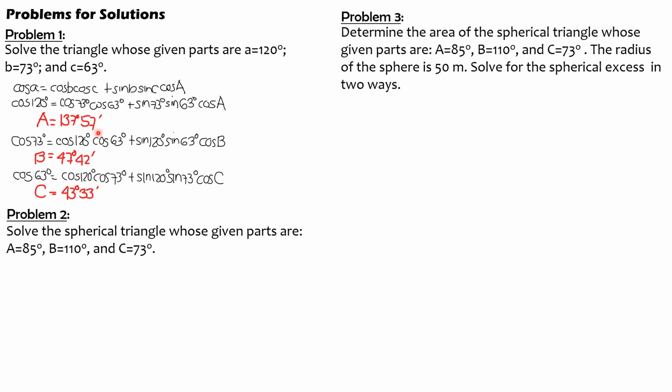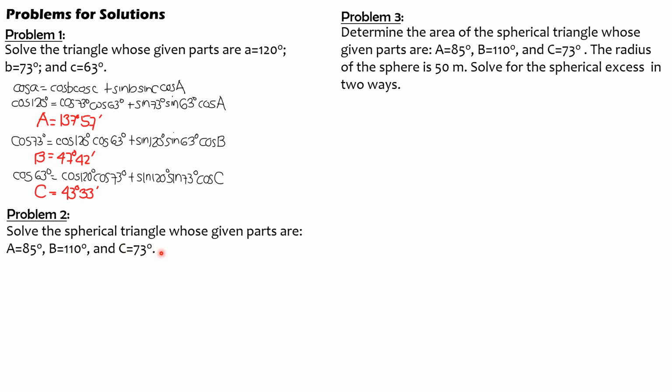So likewise, cosine of side B equals cosine of A, cosine of C, plus sine of A, sine of C, cosine of angle B. So B is 47 degrees 42 minutes. Then cosine of side C equals cosine of A, cosine of side B plus sine of side A, sine of B, cosine of angle C. So angle C is 43 degrees 33 minutes.